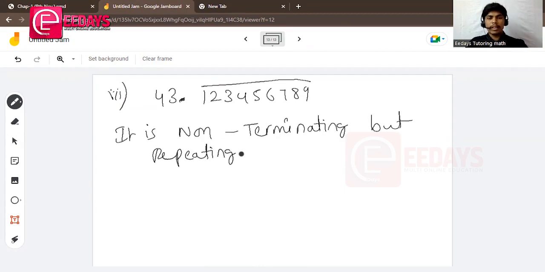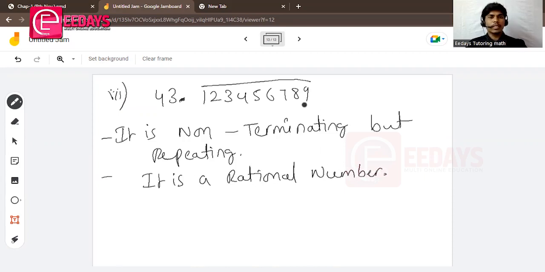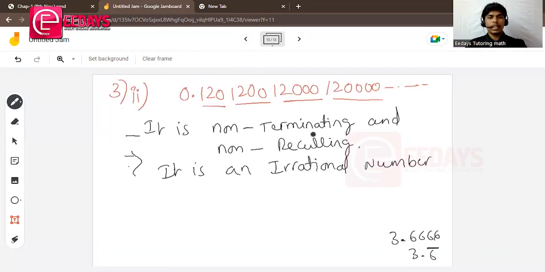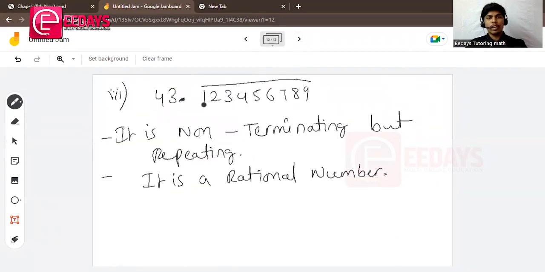Can we write it in the form of P by Q? Now we can decide whether it is a rational number or an irrational number. It is a rational number, guys. Why is it a rational number, sir? It is repeating like this. Before, you said that if it is repeating like this, it is a rational number. Why are you saying that it is a rational number?